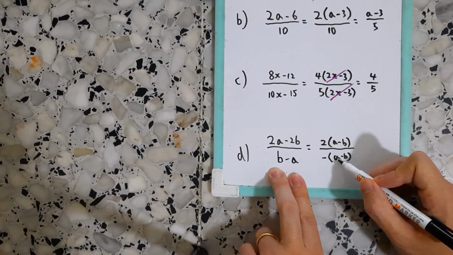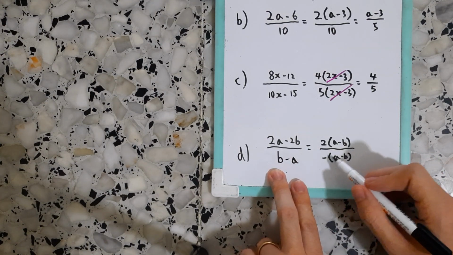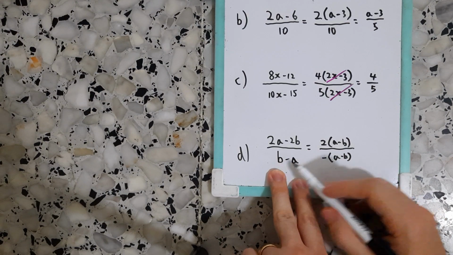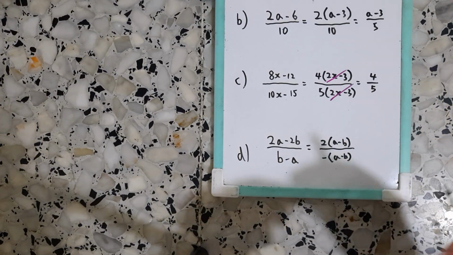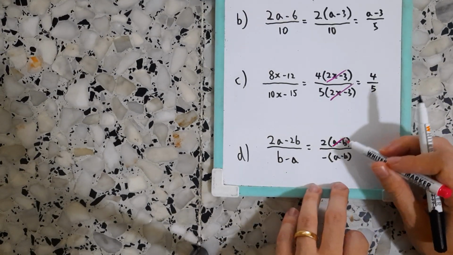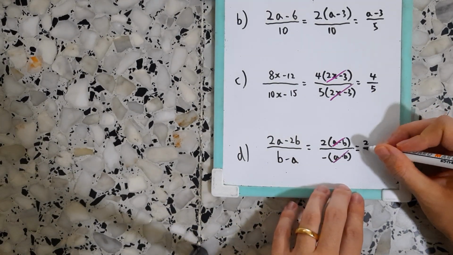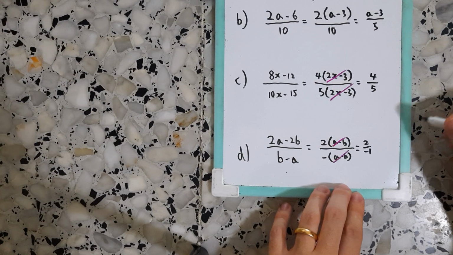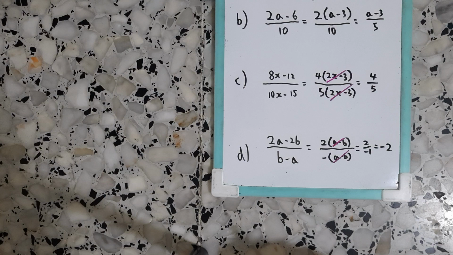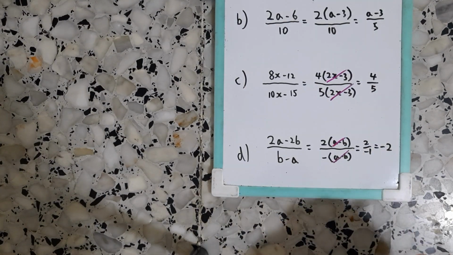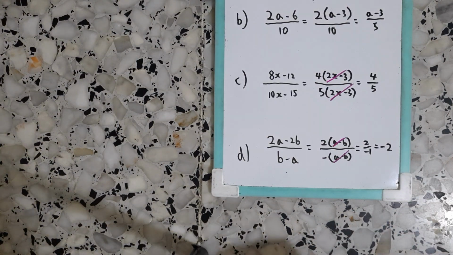This would be minus 1 times a, which is minus a, and minus 1 times minus b, which is positive b. So this is the same as this. And now these match. A minus b on top and bottom can cancel, which would leave me 2 over minus 1. 2 divided by minus 1, which I would write as just minus 2. Okay, so that covers all of our examples now. We'll just do one more that mixes some of those ideas together.